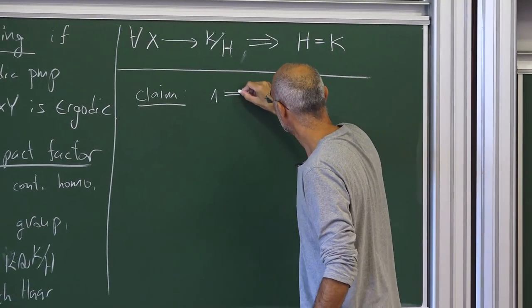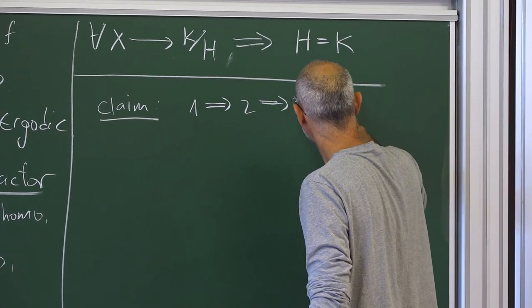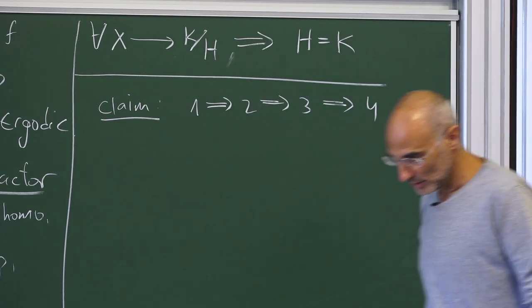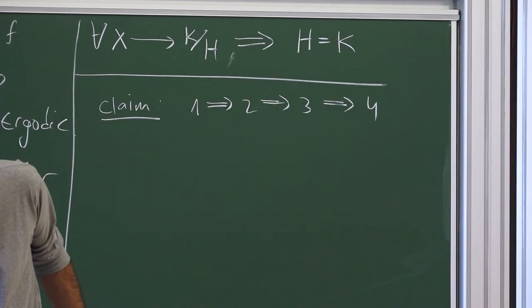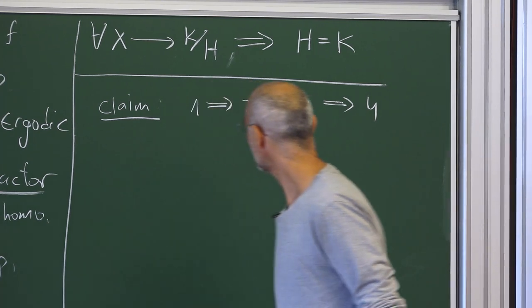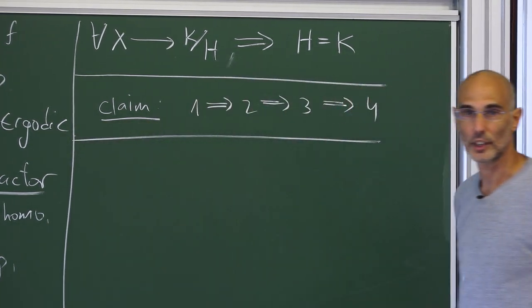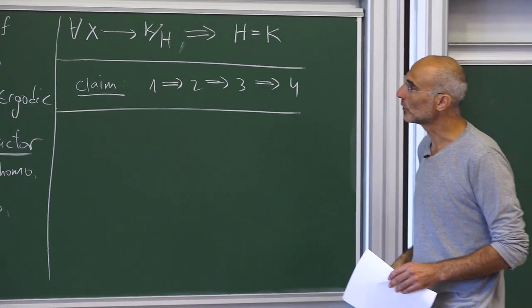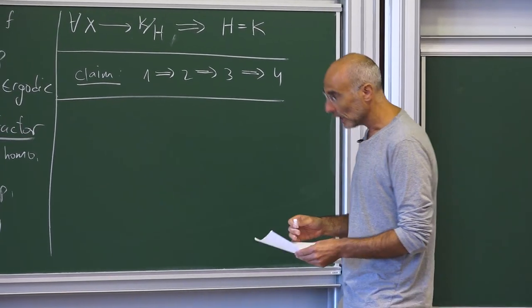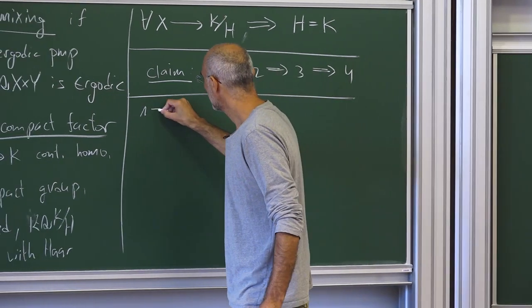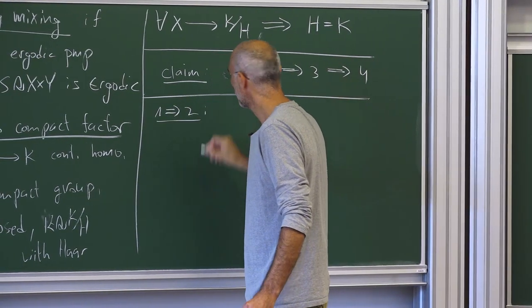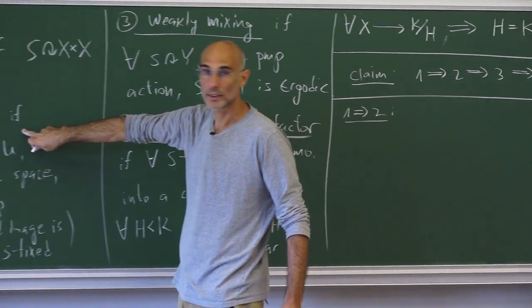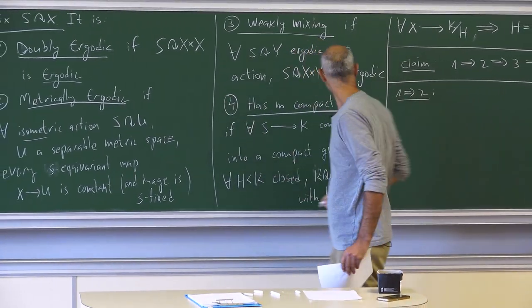So, well, don't claim this property of this chain of implications, I will explain this. This is very easy. I will do it very, very briefly. But it is nice, and it's a way for us to practice the definitions. So let me briefly explain. One implies two. So I have a doubly ergodic action. I want to show that it is metrically ergodic.